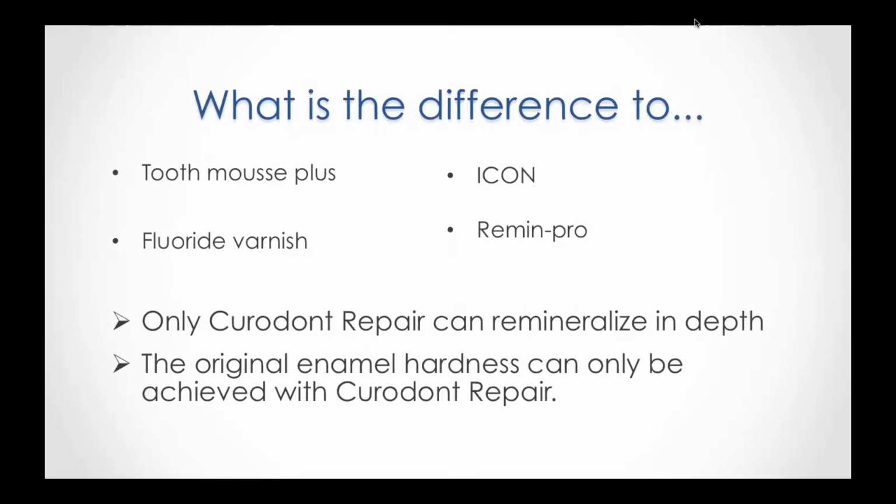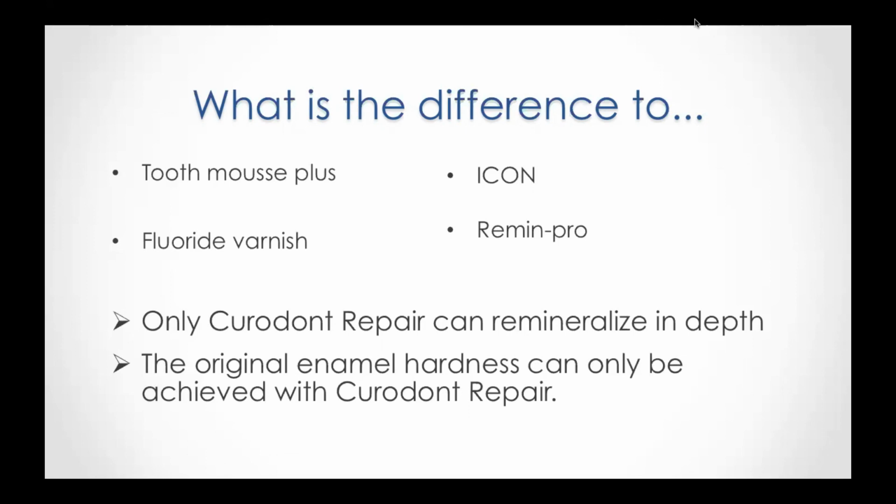So another question which I get asked very often is, how is Curodont Repair different to those products listed here on the slide? So the most outstanding difference is that fluoride and any product containing fluoride, like the fluoride varnish, the Remineralization Pro, the Remin Pro, and the GC Tooth Mousse Plus, we only remineralize the top surface of the tooth. None of those products can remineralize in depth up to the dentine layer. So Curodont Repair is currently the only product on the market which can remineralize really in depth.